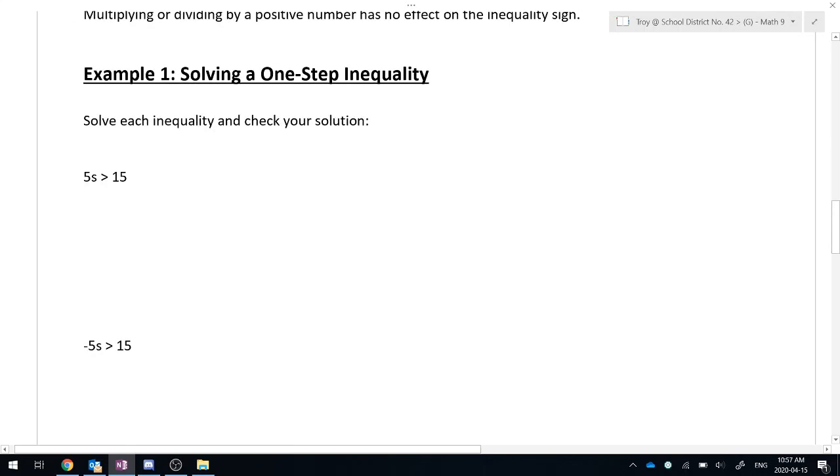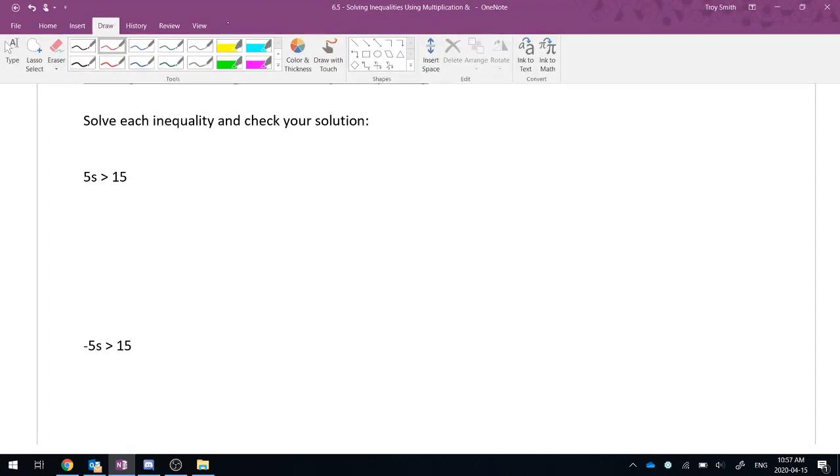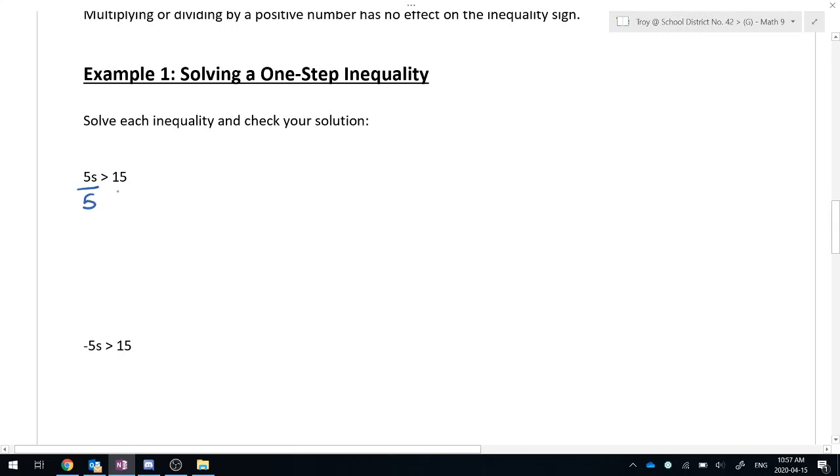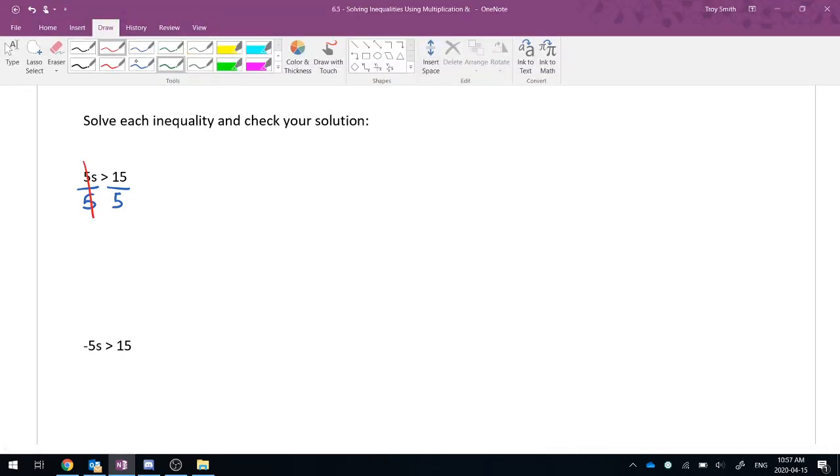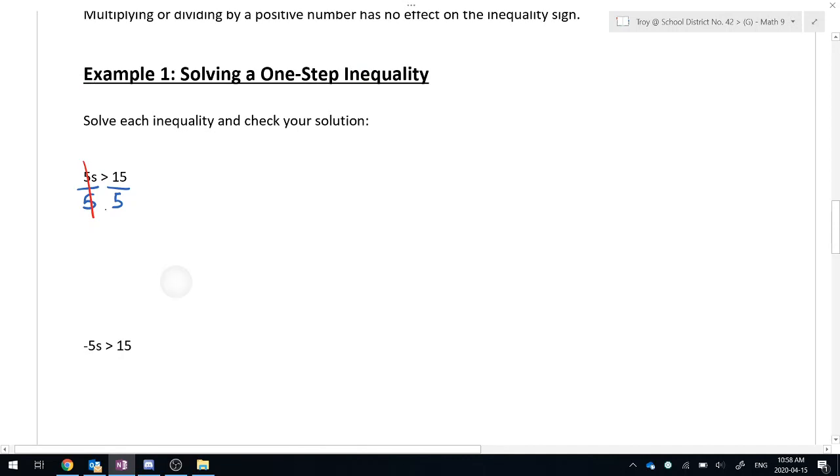So let's try this one. 5s is greater than 15. So what do we have to do to get the s by itself? It's 5 times s, so of course our opposite operation is going to be division. So we're going to divide by 5 on both sides. That cancels out. So here we divided, but we divided by a number that's positive. Because the number is positive, we don't have to do anything with this inequality sign. Okay, so we have s greater than 15 divided by 5. That's 3. Okay, so that's our solution.